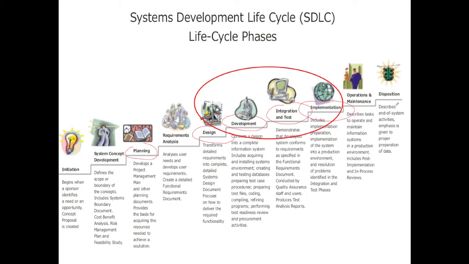And this disposition stage is where, once you hit a certain milestone, you will say, well, let's review this, whether we can just release the team or relieve the team. So you need to describe the end of system activities. Emphasis is given to the proper preparation of data. Okay, so that's the steps involved in system development, and the program development is just one important part of that whole process.